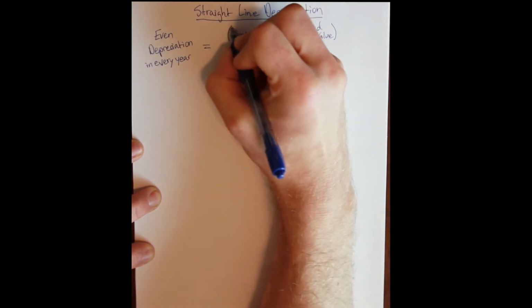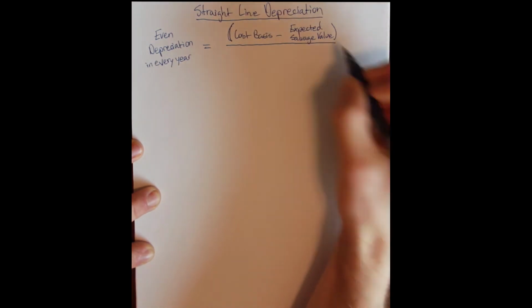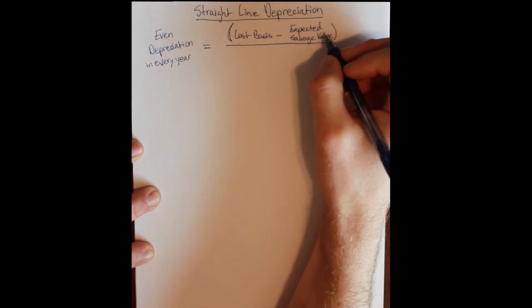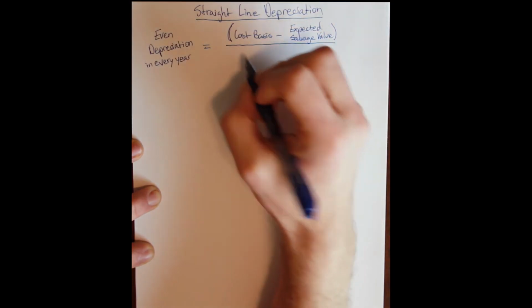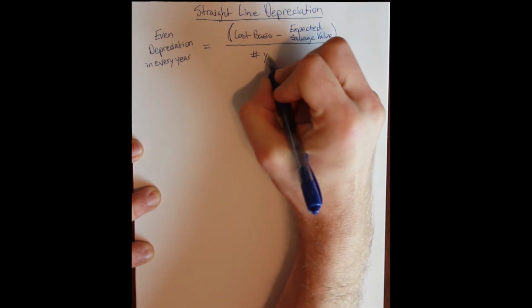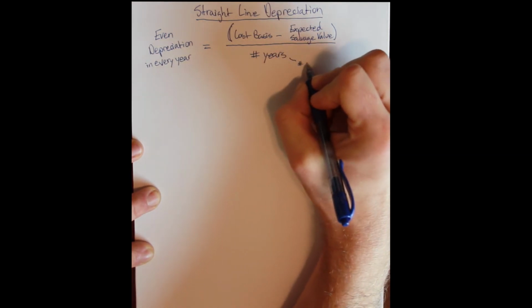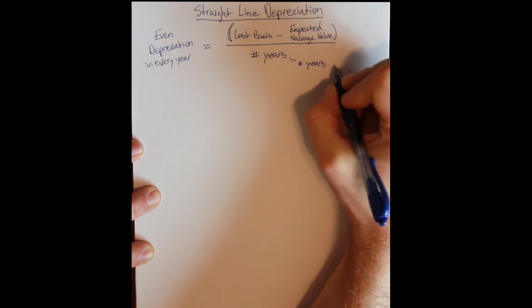This is decided in advance. That's why it's called expected salvage. This is not the same thing as actual salvage, which is what we do sell the asset for. So it's cost basis minus the expected salvage value, divided by the number of years of useful life. This is the number of years that we expect to be able to use the asset for.